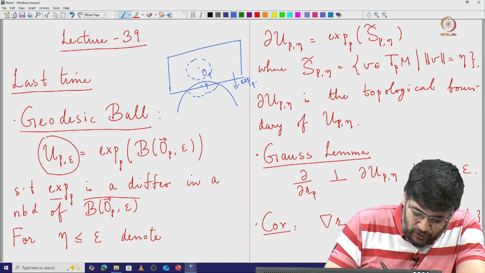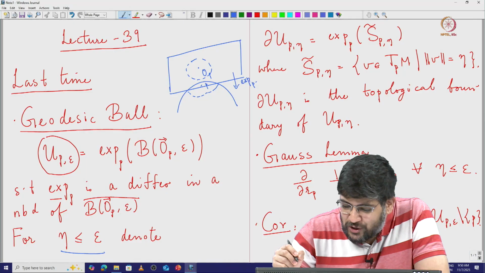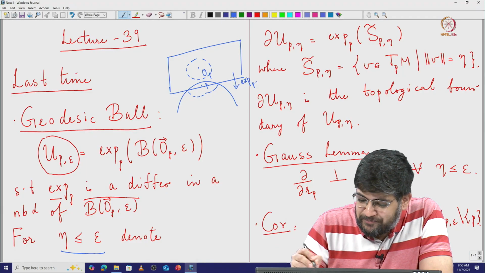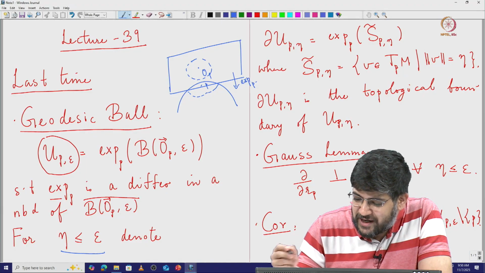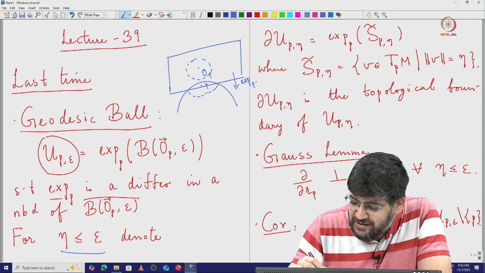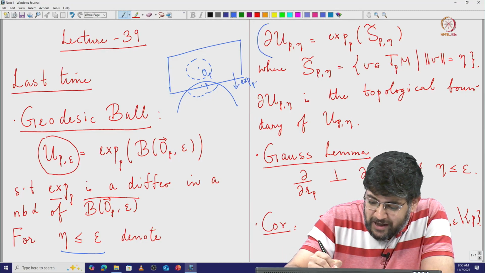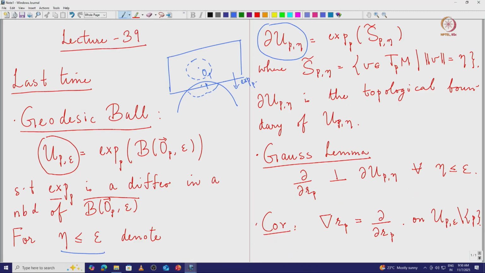Then for any eta less than or equal to epsilon, we denote by the image under the exponential map of this sphere in the tangent space by partial of B eta, and the point of this notation is that this partial B eta turns out to be the topological boundary of B eta, right.